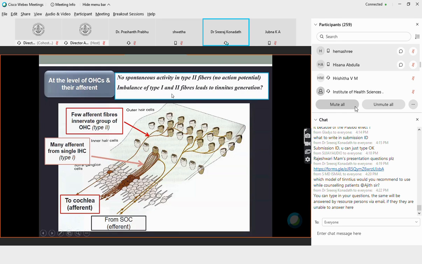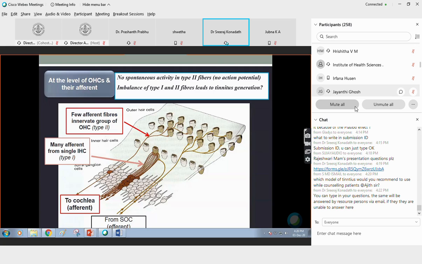Here I can say that the type 1 and type 2 fibers are present in the cochlea. If there is a mismatch in the output due to malfunction in the outer hair cells, the stimulus that goes to the higher center will be maladapted, and your higher cortical structures will already have some maladjustments, and they will try to boost the gain, and that boosting can result in tinnitus generation.